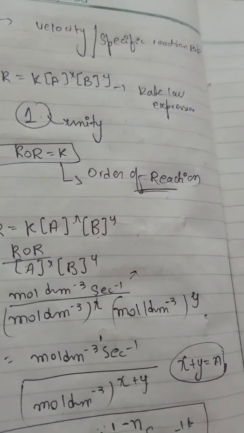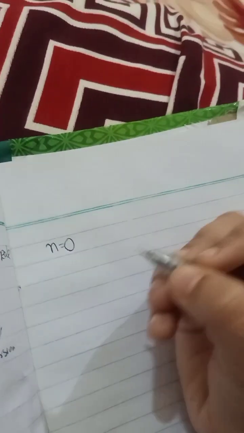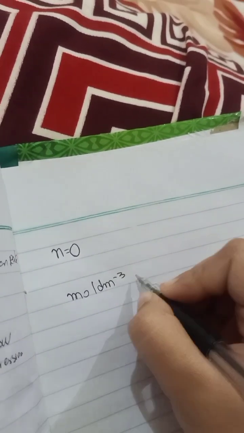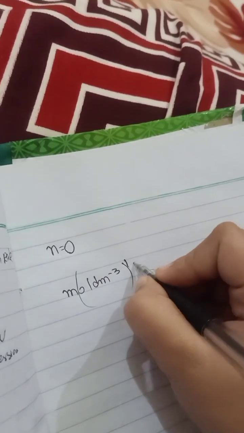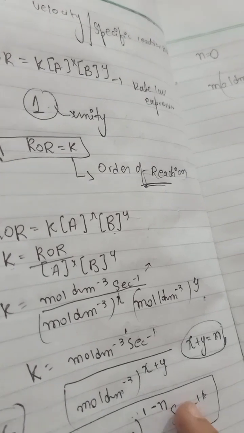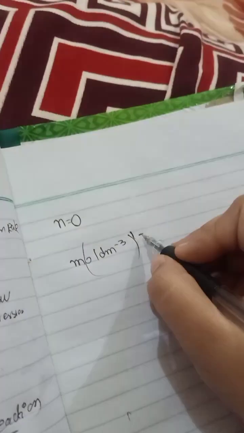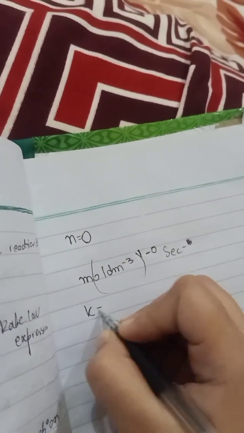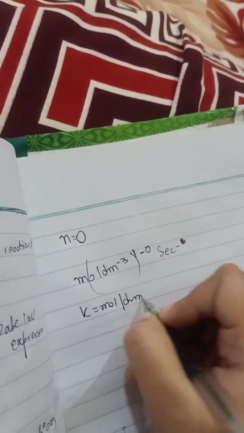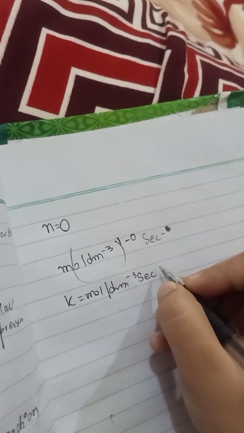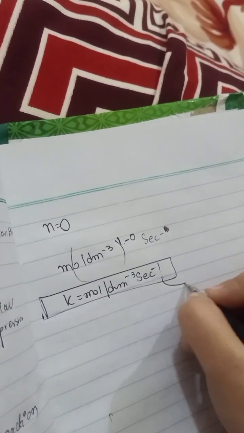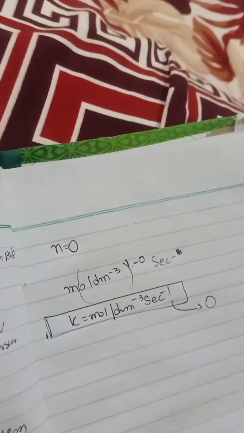Consider, for example, that the order of reaction is 0, so n is equal to 0. Here we have 1 minus n, and n is 0. So we can write K is equal to mole into dm cube into second inverse. 1 minus 0 is 1, so the unit of K when the order of reaction is 0 is mole per dm cube per second.